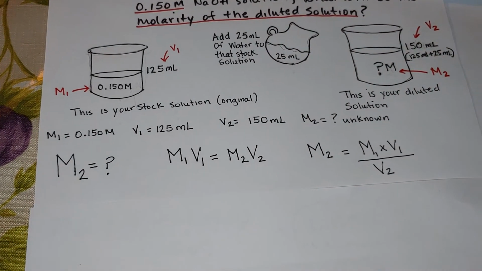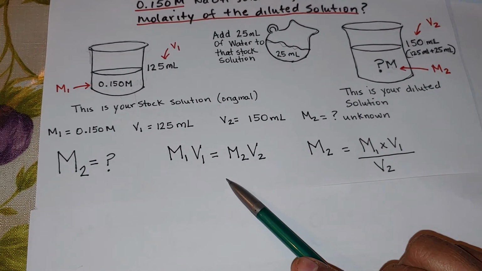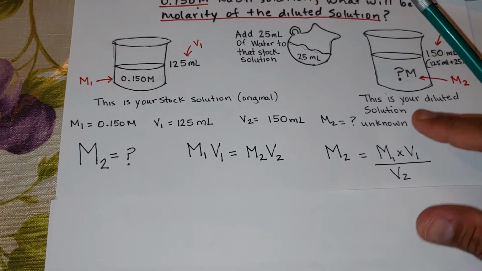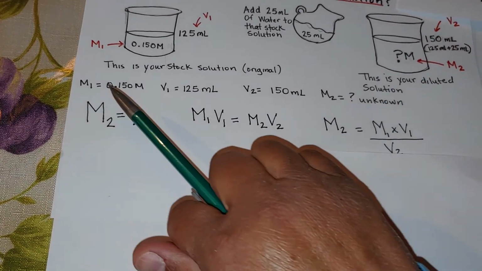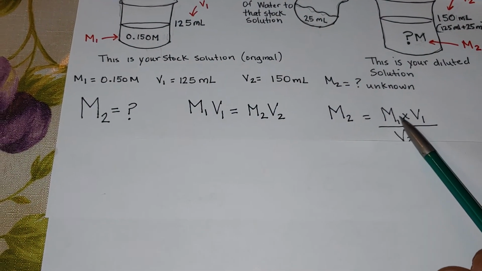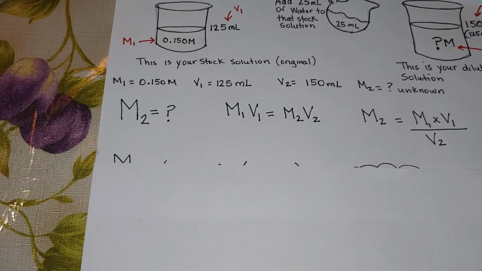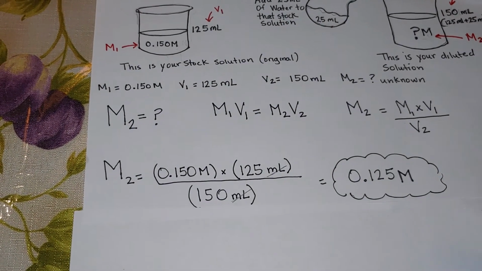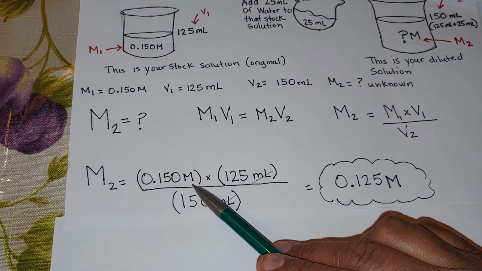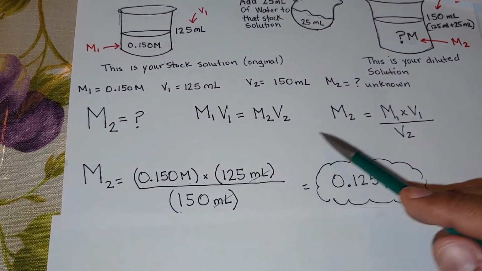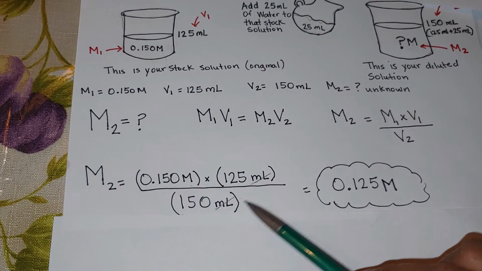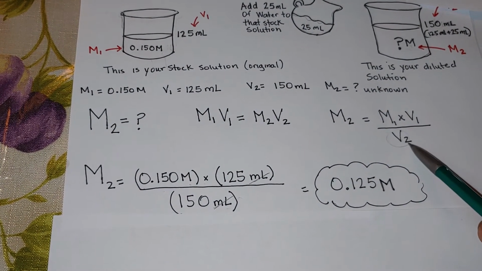So I'm trying to look for M2, and remember, it's from this original formula. I know it's going to be M1 times V1 over V2. I already have these listed out, so all I'm going to do is substitute the variables with the numerical values. That gets substituted by 0.150 molar times volume 1, 125 milliliters, all divided by 150 milliliters, which is volume 2.